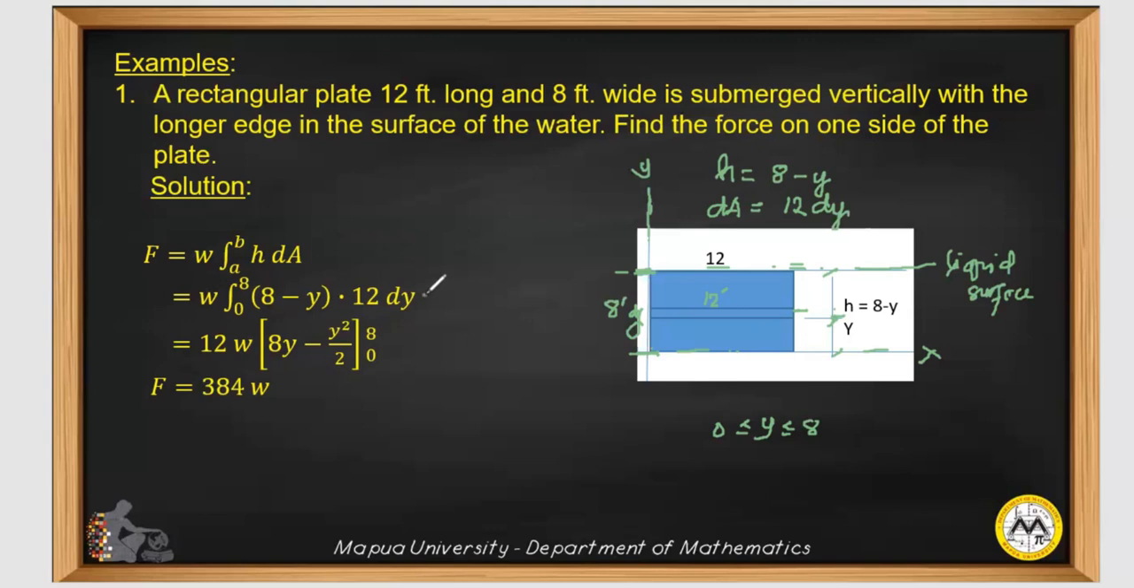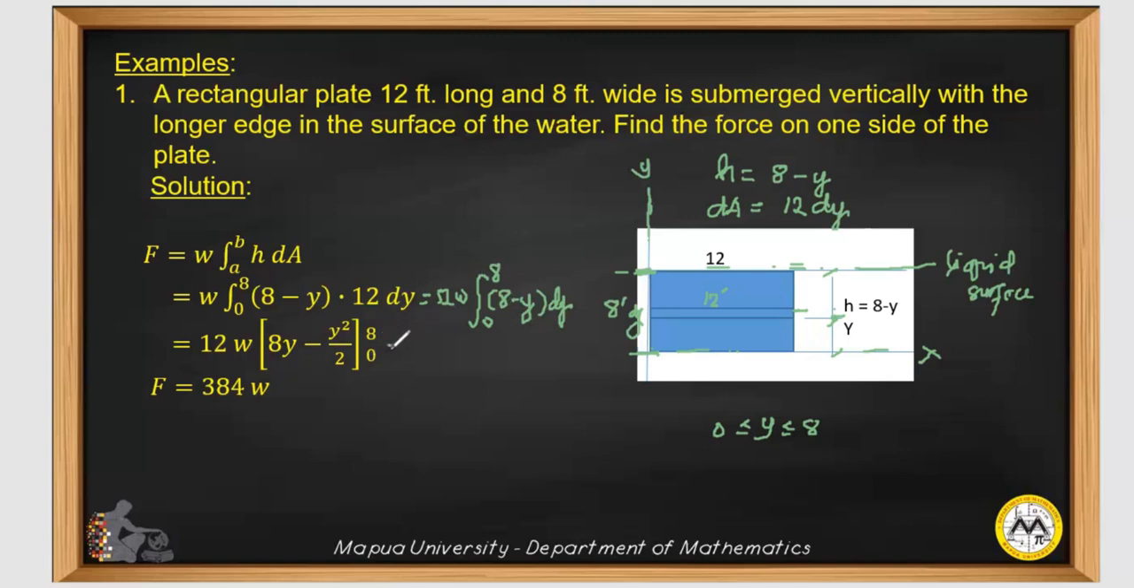Okay, now, if you want, you can also write this first as 12w times the integral from 0 to 8 of quantity 8 minus y times the differential of y. So that will give us 8y minus y squared over 2, which is the integral of 8 minus y dy. And this must be evaluated from the lower limit 0 to the upper limit 8.